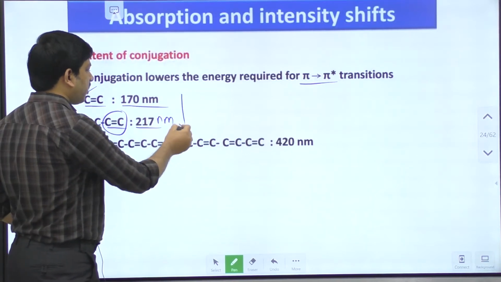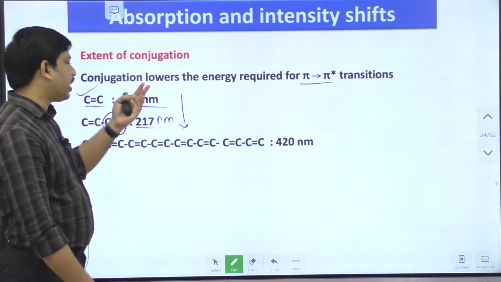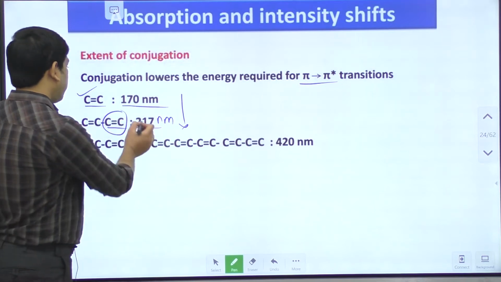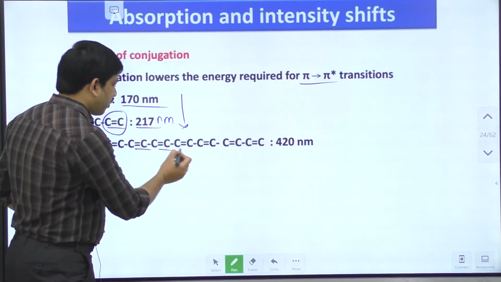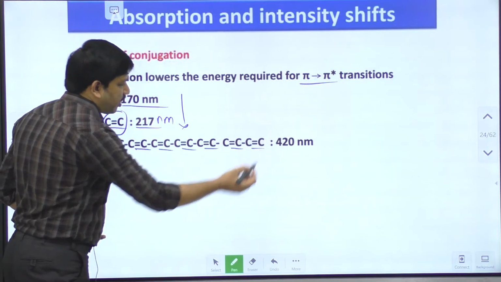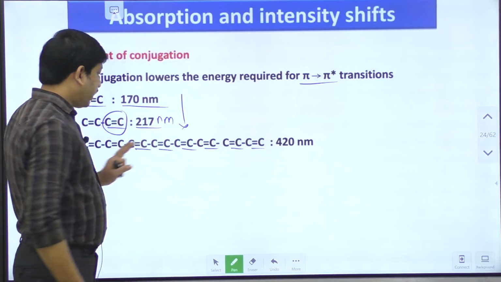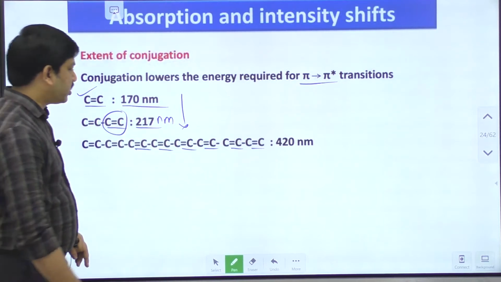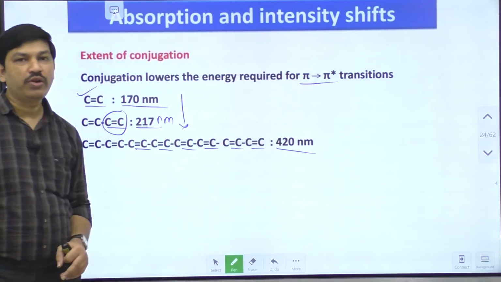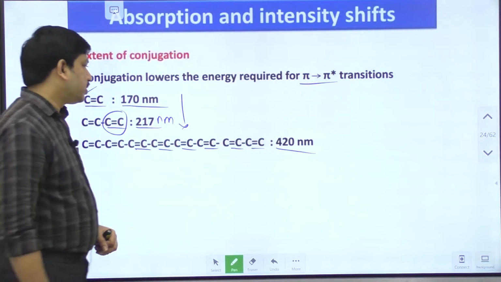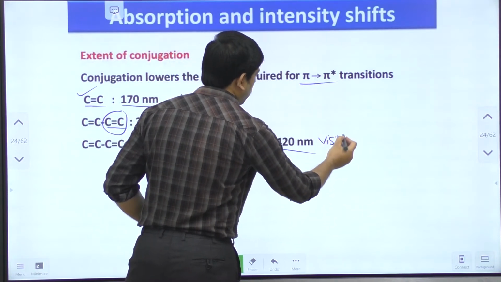From here to here what will happen? The wavelength increases. Wavelength increase means energy decrease because of the presence of conjugation. And in this third case, we have more alternate double bonds in this manner. Due to the extension of conjugation in this case, this particular fragment will absorb around 420 nanometers. So this is actually in the region of visible light.